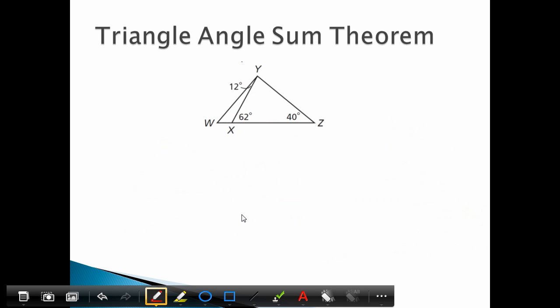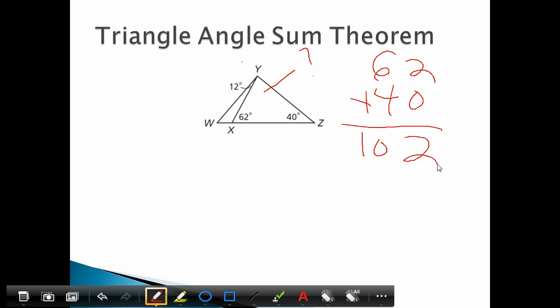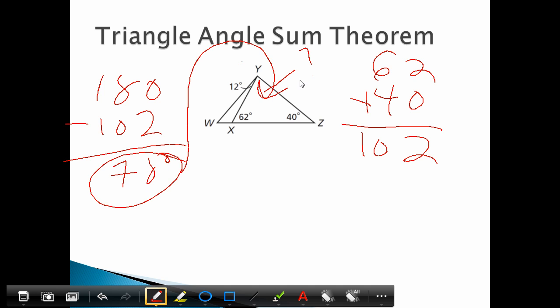Quick example, on your notes you'll see a little picture. I have a triangle right here, X, Y, Z. I'm missing the top angle of that triangle. I know a 62, I know a 40. What is the missing one? Well, we know they have to add up to 180. Let's add those up: 62 plus 40 equals 102. It's got to be 180, so I subtract my 102 and I've got 78 degrees left. That goes right up there where the question mark was. Missing angle, done. It's 78 degrees.